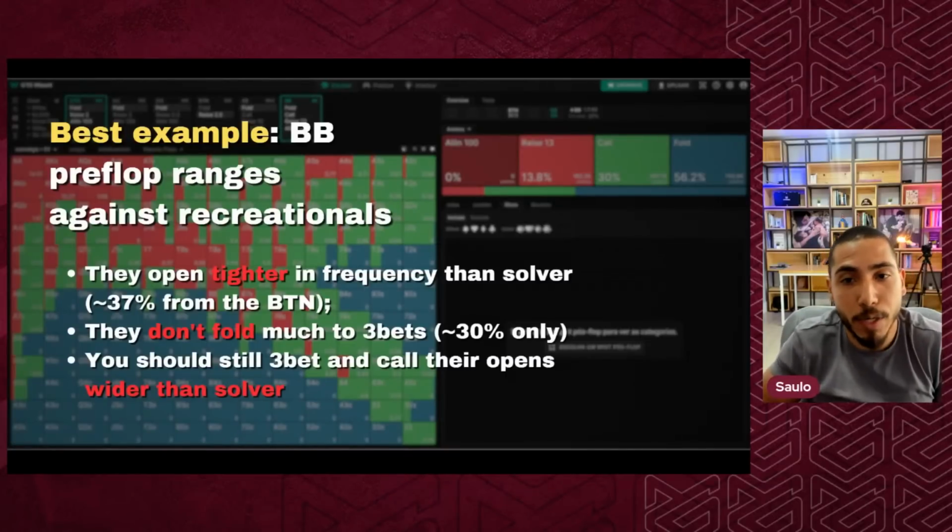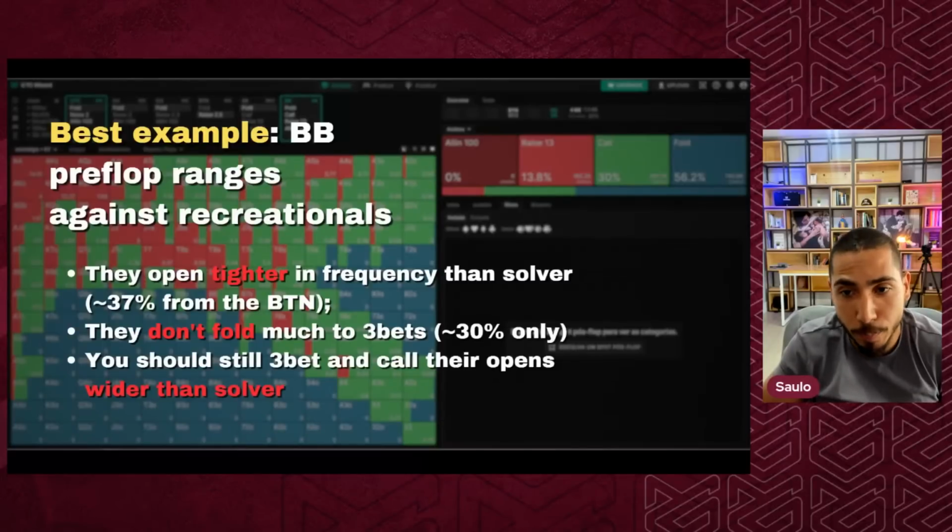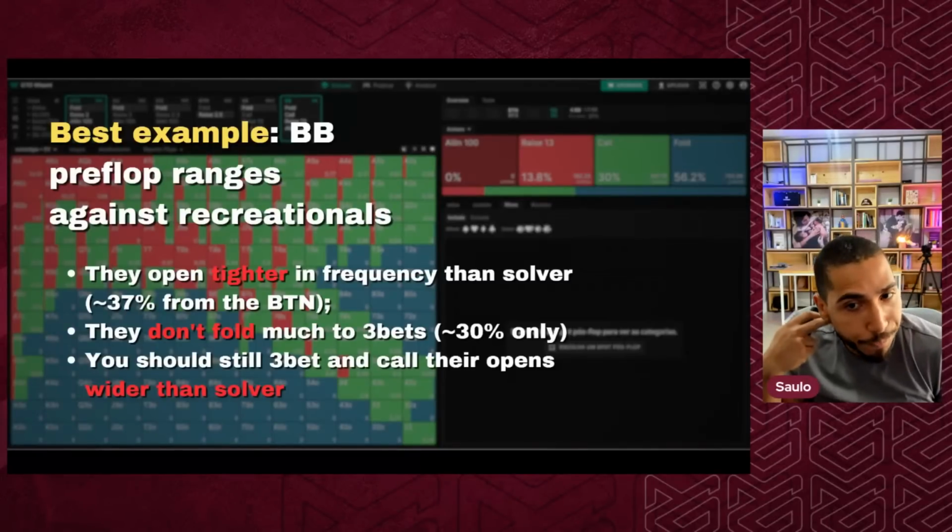So against recreational players, for example, I will show you guys my ranges here. Let's say you're in the big blind facing a recreational player on the button and they open. They actually open tighter in frequency than solver. They open about 37%. Solver is about 42 and something. And they also don't fold much to 3-bets. If you look at the data, recreational players fold only about 30% to 3-bets.